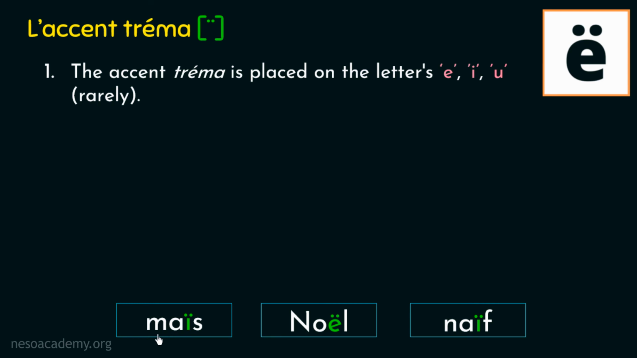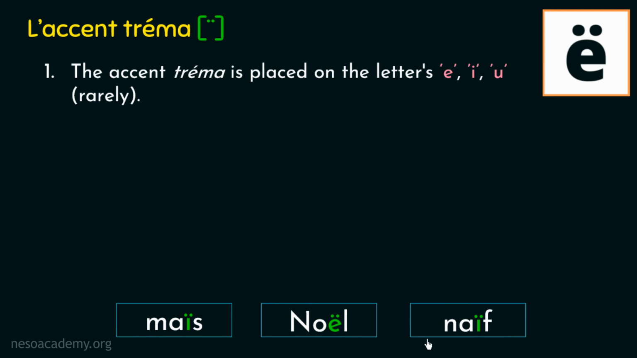In French it is pronounced as maïs. It means sweet corn. Now have a look at the second example. In French it is pronounced as Noël. So Noël means Christmas.